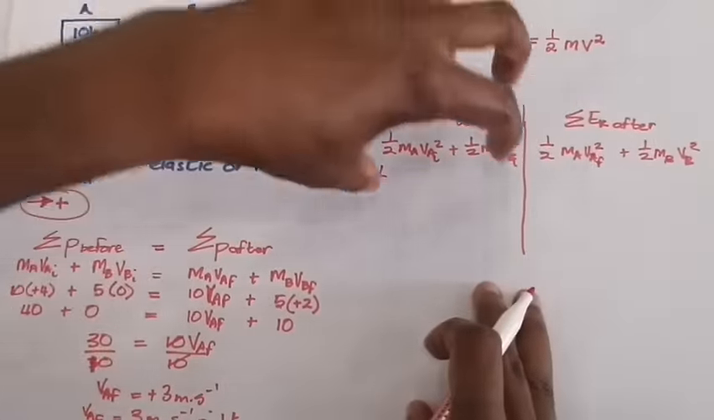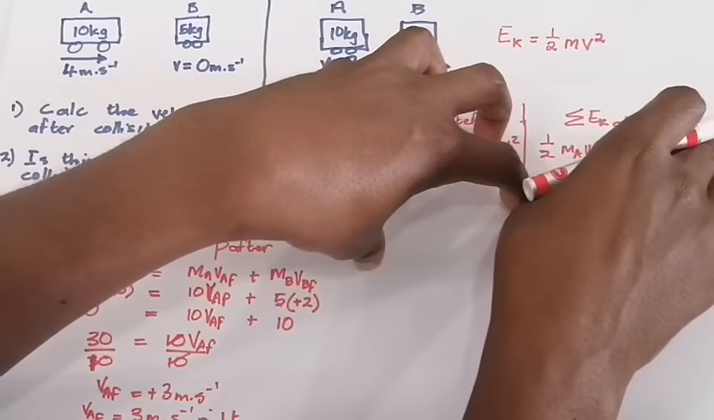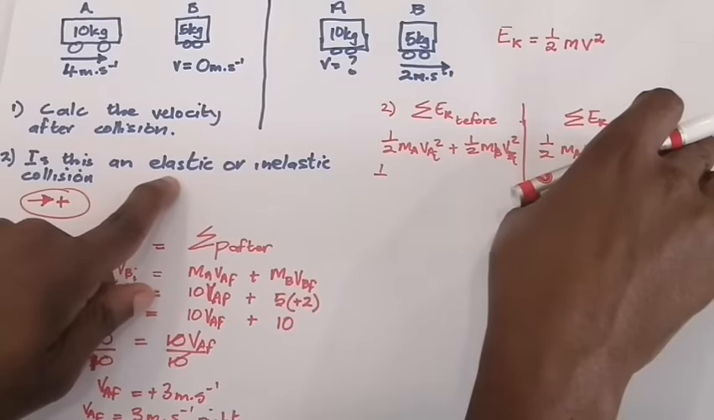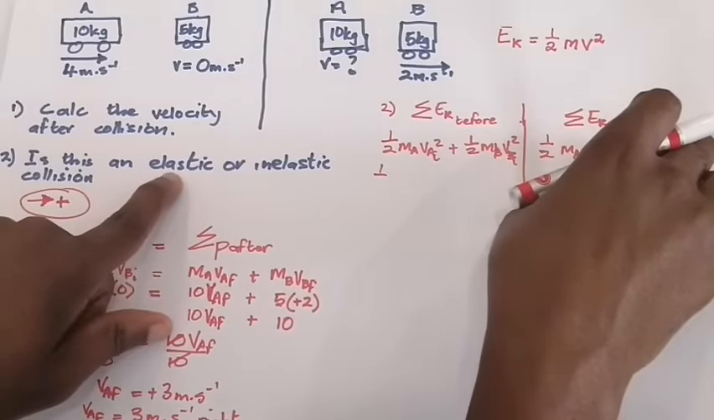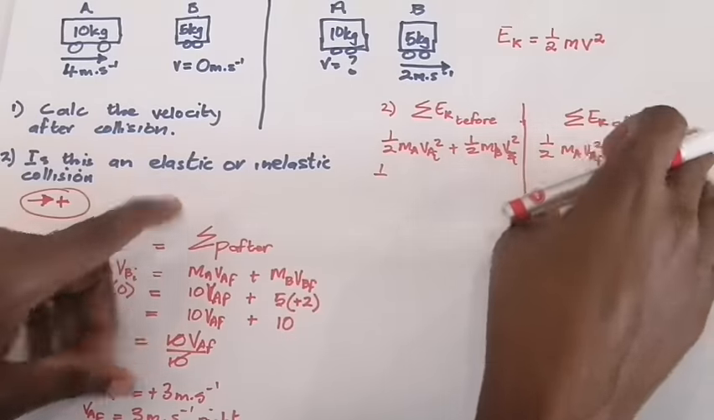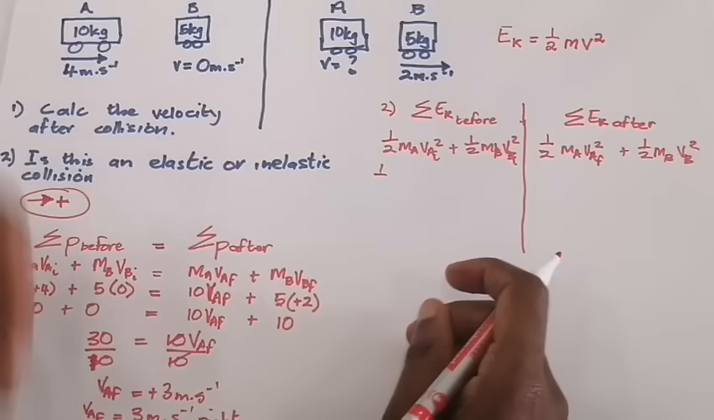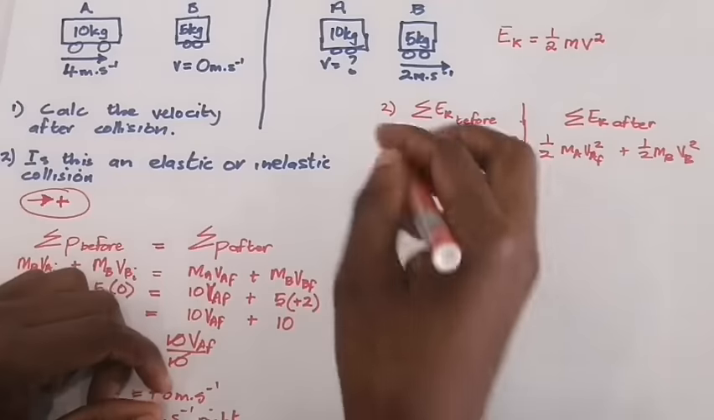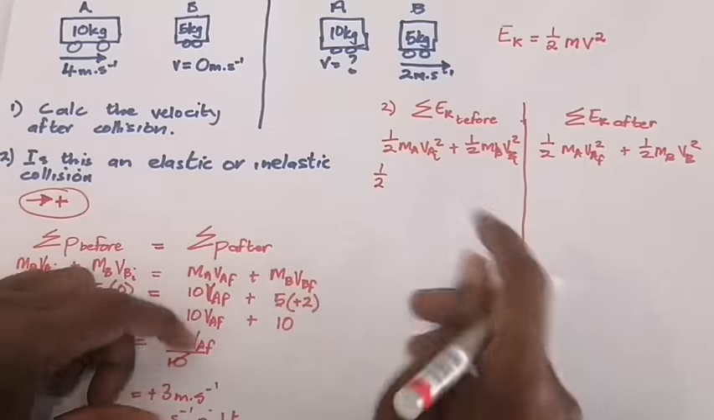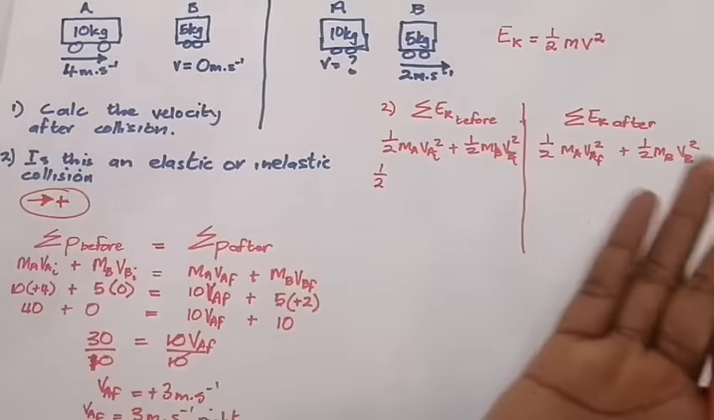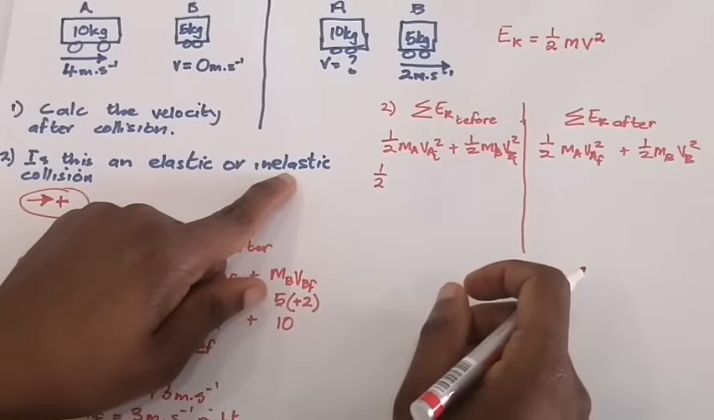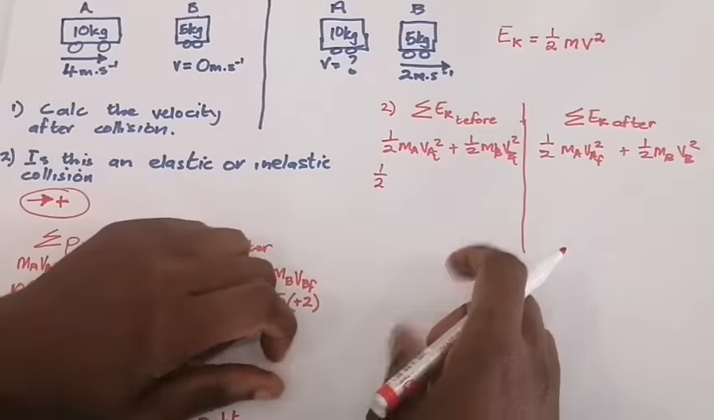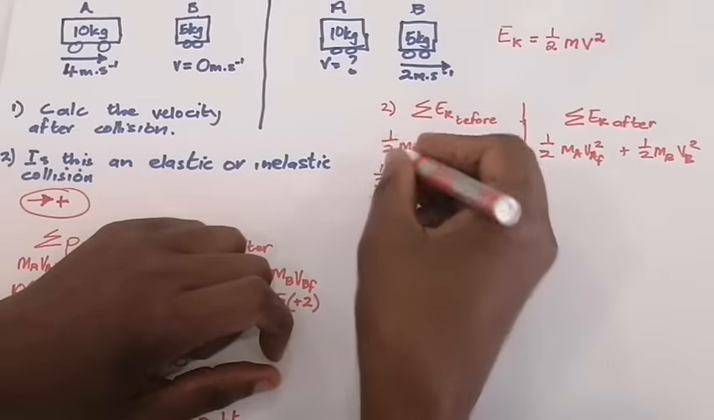If we find that the kinetic energy before is equal to the kinetic energy after, then we can conclude that this is an elastic collision. It means there was no kinetic energy that was lost. The kinetic energy is conserved. It stays the same. So if we find that they are not equal, then obviously we will conclude that it's an inelastic collision. It would simply mean some of that energy was converted into other forms of energy.